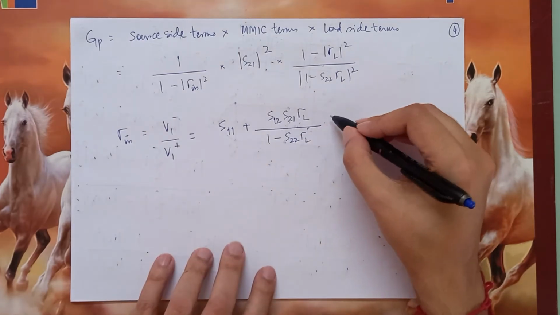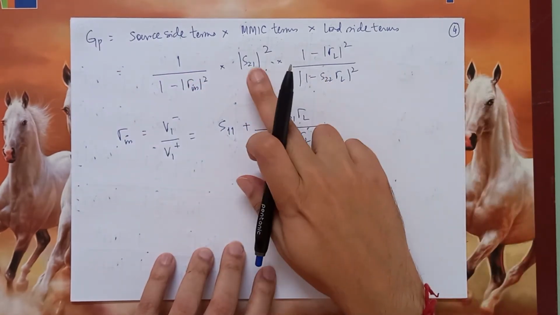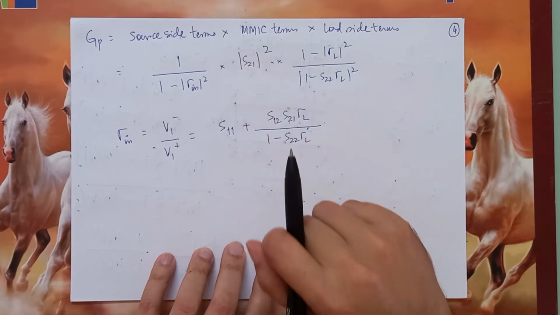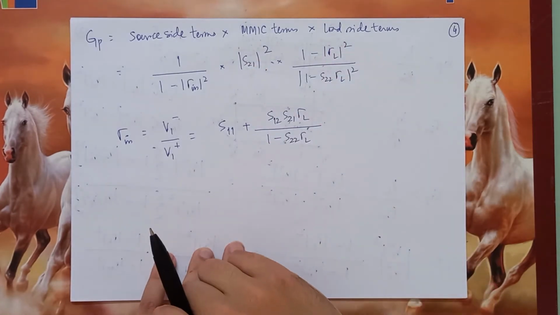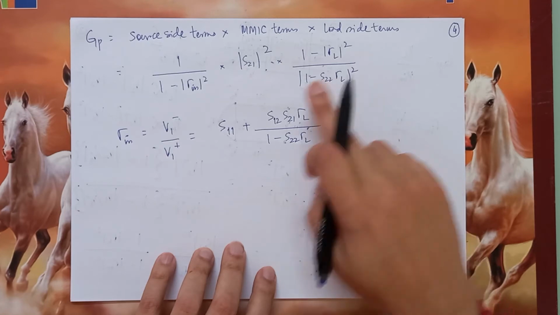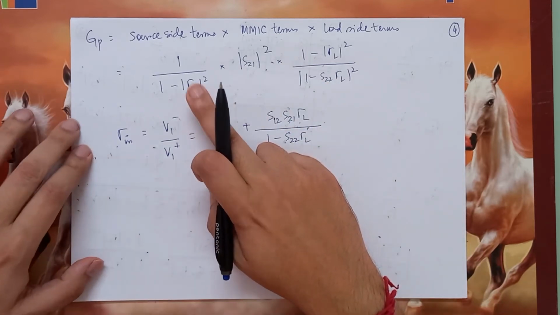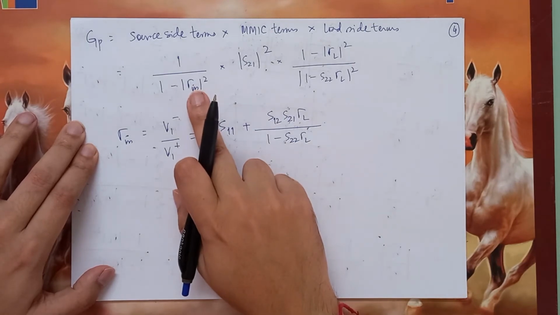So all said and done, what we are now seeing is that GP depends on the intrinsic gain S21 of the MMIC. It depends on the load reflection coefficient, and on the reflection coefficient of the MMIC looking from the load side. It also depends on gamma in. Gamma in, as you know, is the reflection coefficient looking into the input of the amplifier. So it depends on the load, not on the source.